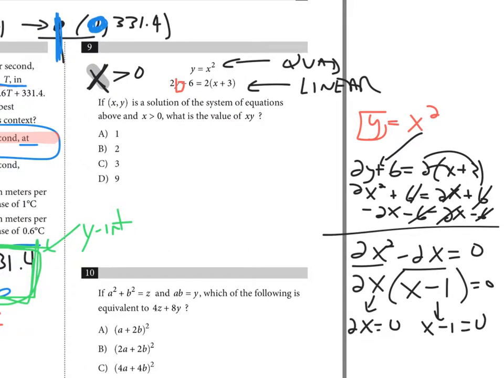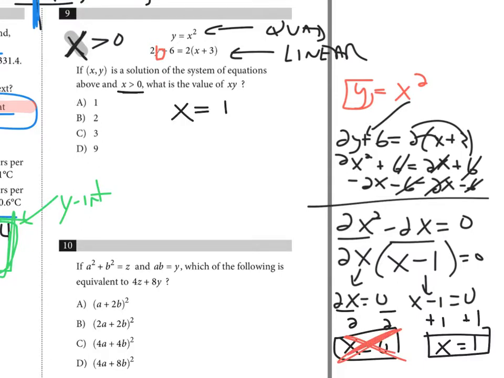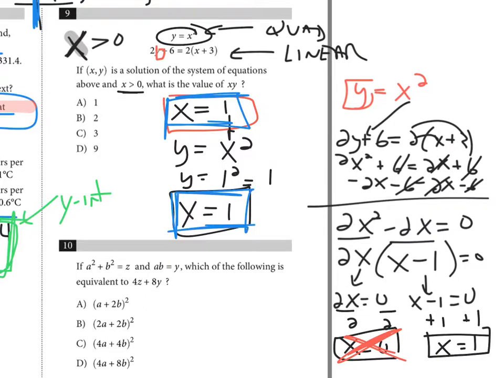And then I'll set each of these factors equal to 0 and solve. So here it looks like my two answers for x turn out to be x is equal to 0 and x is equal to 1. But the question says x has to be bigger than 0. So we're going to reject this 0 as our answer. I know that x is equal to 1. And now I will plug that value back into either equation to get the y value. Since y is equal to x squared, and x is equal to 1, y is equal to 1 squared, or 1. So here, x is 1. Here, y is 1. So my solution as a point would be 1, 1, but they're not asking me that. They're asking me what is the value of x times y. So that's just going to be 1 times 1, or 1, or answer choice A.